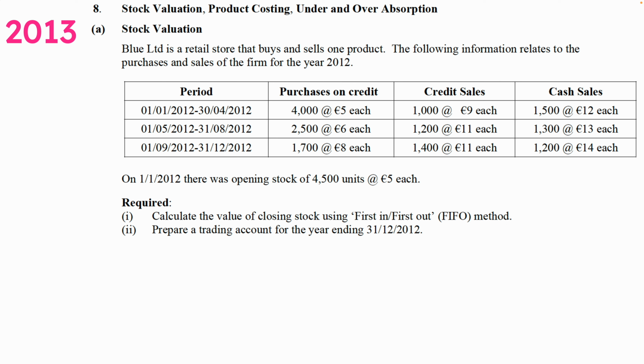So Blue Limited is a retail store that buys and sells one product. The following information relates to the purchases and sales of the firm for the year 2012. So you've got the 3 periods there, you've got purchases on credit, and you've got credit sales and cash sales. On the 1st of the 1st, 2012, there was an opening stock of 4,500 units at €5 each.